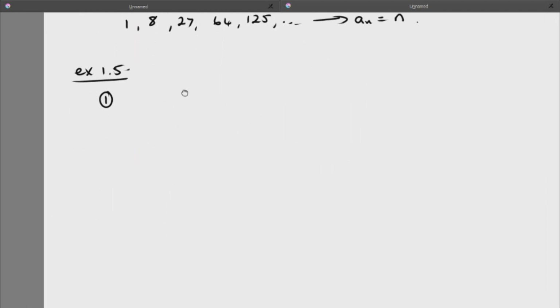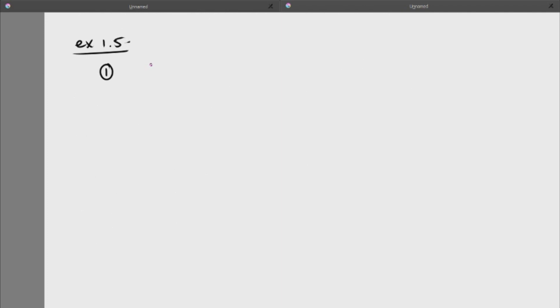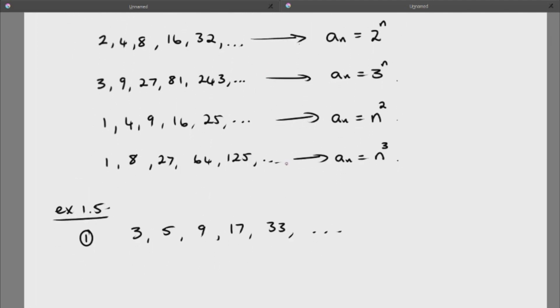You have these in front of you, so I'll move up a little bit. 3, 5, 9, 17, 33. Yeah, I can see them all. So, there's a process here. First of all, we have to figure out which one of the 4 is this built on. Which is the closest to this given sequence.